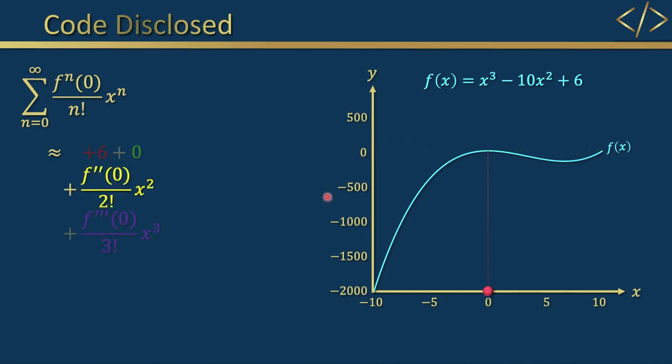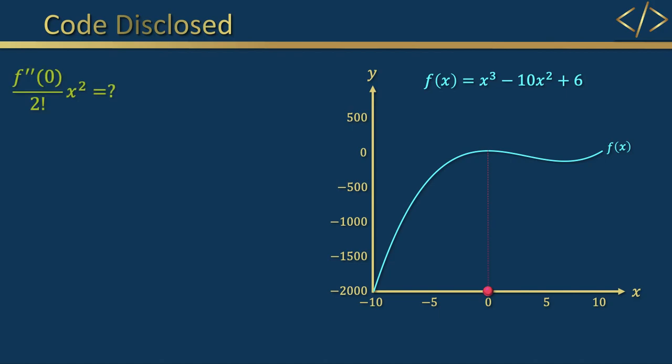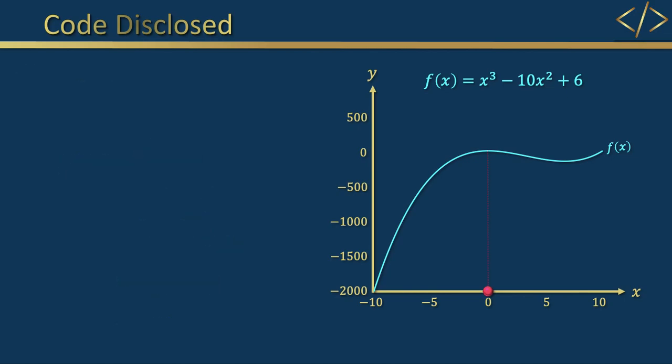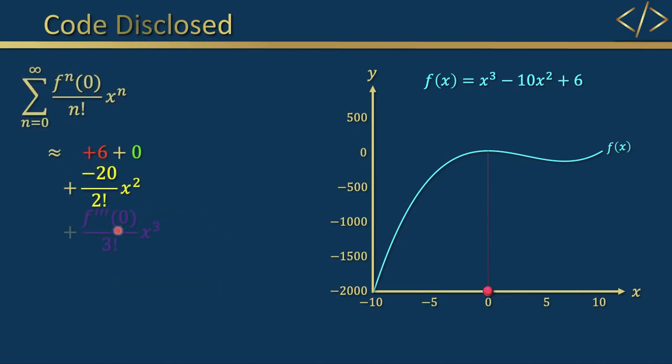So let's go to the third term now, and the third term requires us to calculate the second derivative of the function. Now, the second derivative of the function is 6x minus 20, and if we evaluate this at 0, we will end up with minus 20 here. So again, this minus 20 is just the value of this bit here, so we need to put minus 20 over 2 factorial times x squared. Let's put this back into the Maclaurin series. So this is the bit here, so we have 3 terms now.